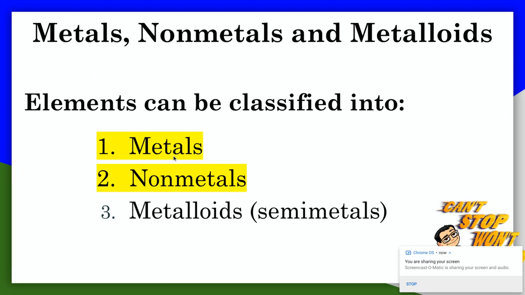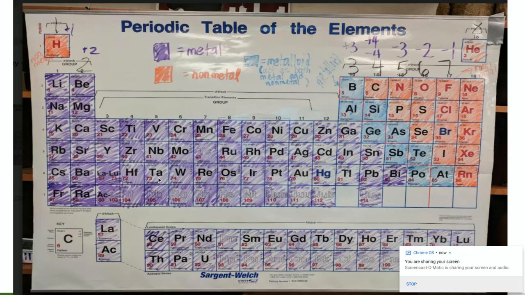Okay. Now, the 3 different types of elements are metals, nonmetals, and metalloids. So we've talked about elements in this class, and now we're going to identify 3 different types of elements, and this may sound familiar. We have metals, nonmetals, and metalloids.